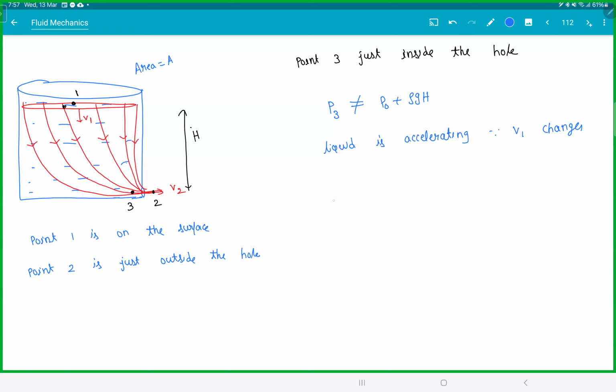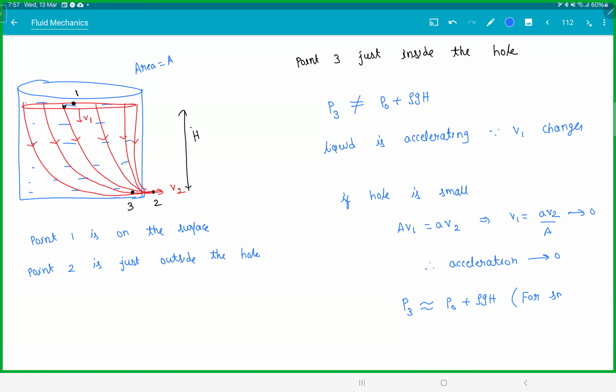Are you getting the point? But something interesting happens. If the hole is small, then A V1 is equal to A V2, so V1 will be a V2 by A. This tends to 0. Therefore, we can say the acceleration of the liquid tends to 0. Therefore, P3 is approximately P naught plus rho gh. For small holes, we can use this. If the hole is big, this is messed up. Clear?